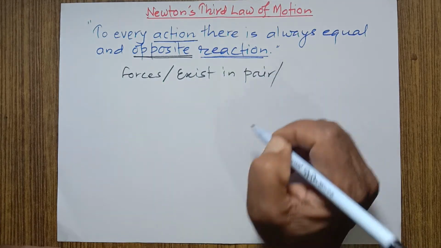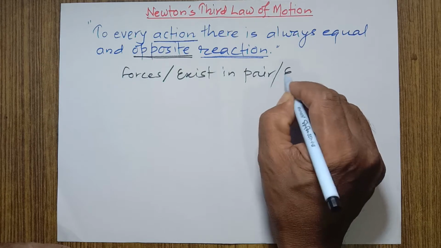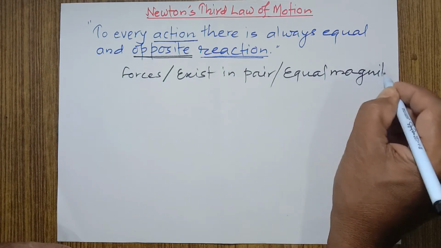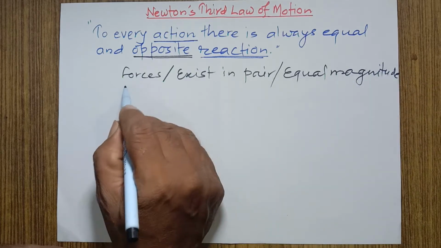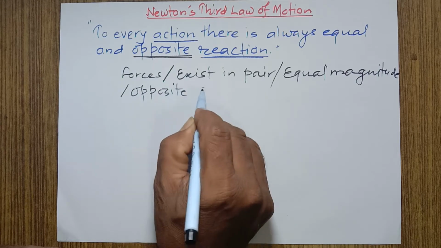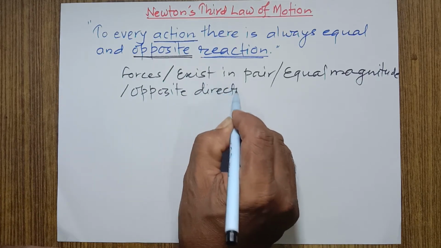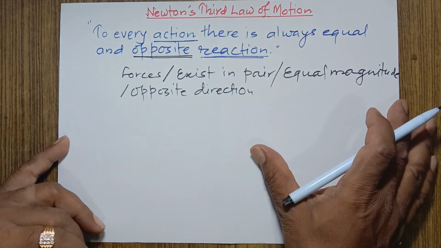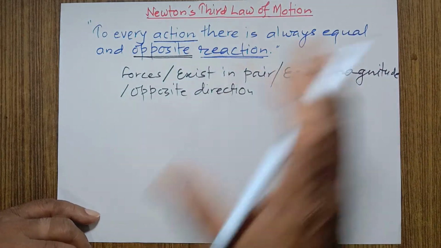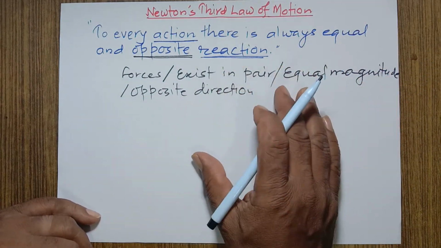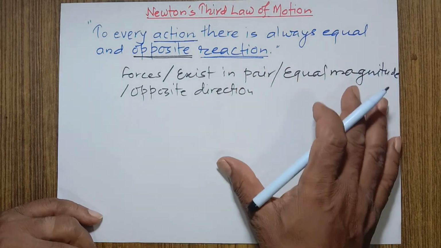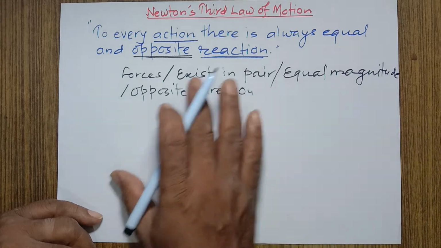And another point, they have equal magnitude and they act in opposite direction. And actually what we are talking about is the property of force. It means Newton's third law of motion gives the property of force. First law gives us the definition of force, second law gives the measurement of force, and third law gives the property of force. And we can take an example also.